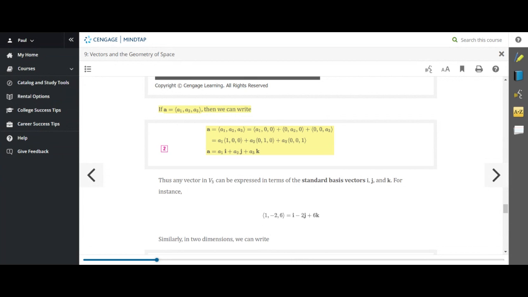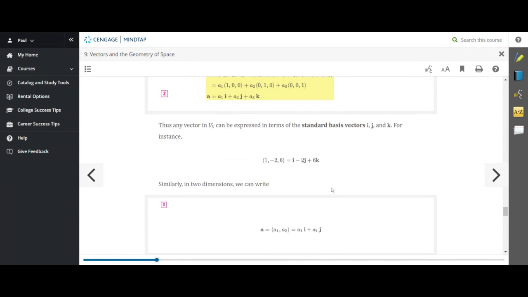And this gives us another way to express a vector. Okay? Take a look there.